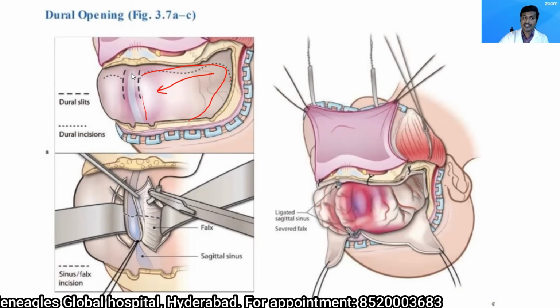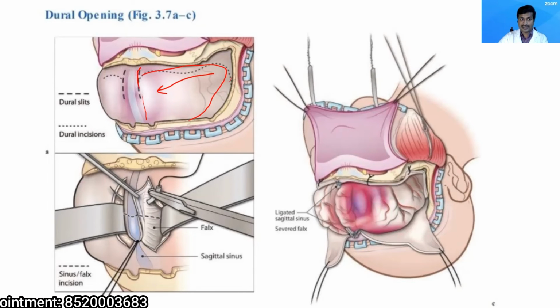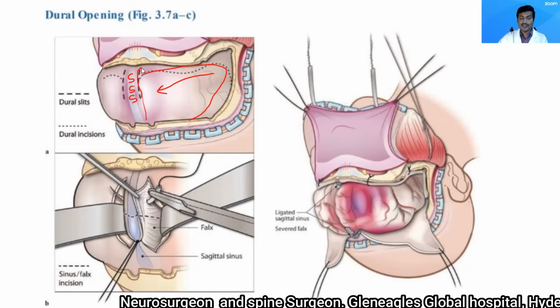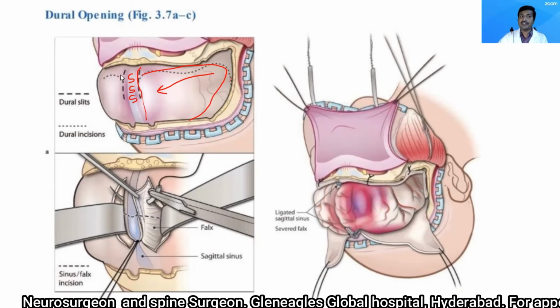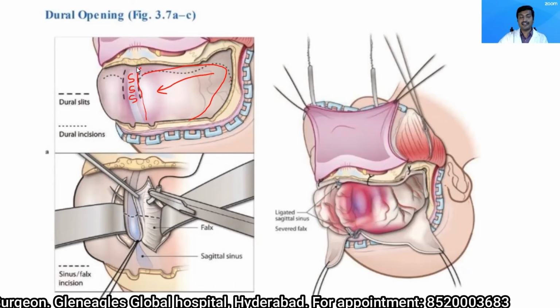So this technique is a bit demanding. So how do you do it? You take dural slits paramedially on either side of the superior sagittal sinus. This one is the superior sagittal sinus in the picture. You take dural slits on either side of the superior sagittal sinus as low as possible, near the crista galli.